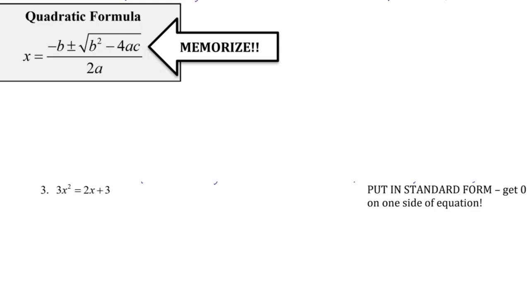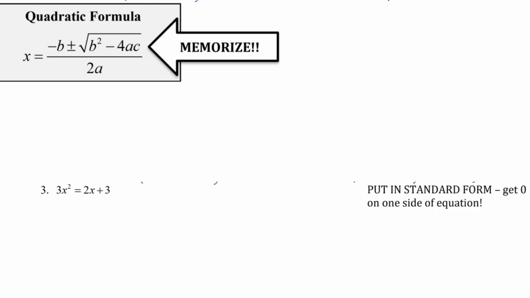So in this video, we are going to show some examples of quadratic equations that we're going to solve using the quadratic formula. You're going to notice that in these examples, our two quadratic equations that we're going to solve do not start out in standard form. So our first example says 3x squared equals 2x plus 3.